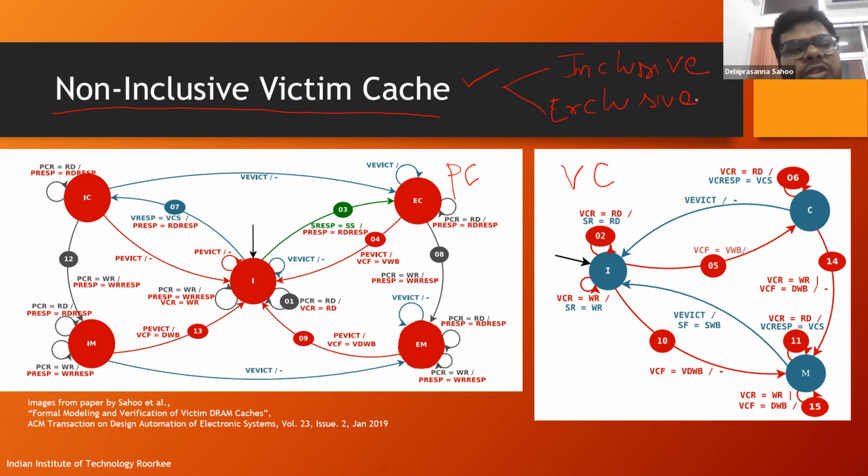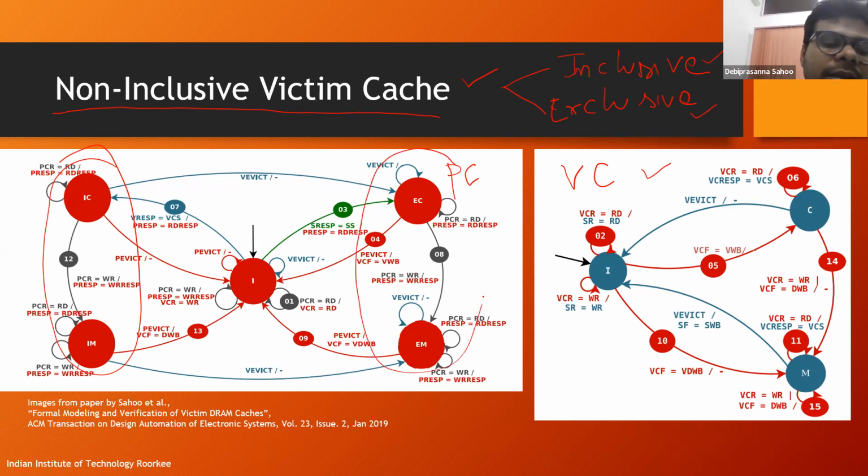So we are assuming in this case that if a line is inclusive, that means that if it is present in the predecessor cache, it is present in the victim cache. But it can be exclusive, it can be present in the predecessor cache only. Okay. So to do that, we introduce different states.